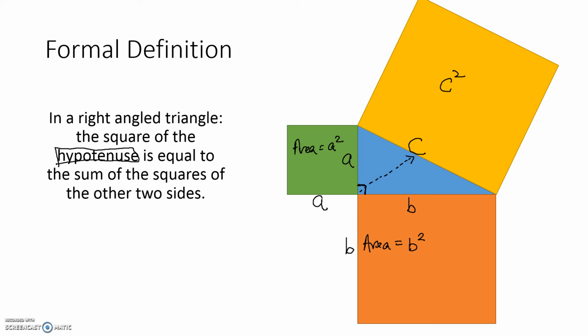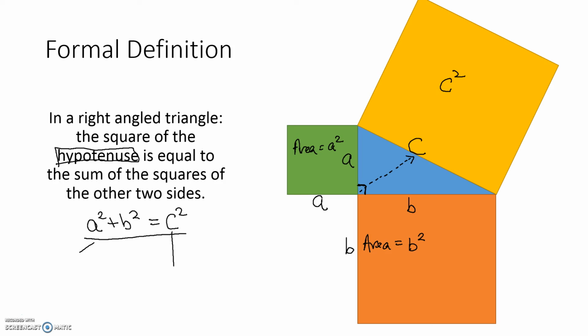So how is the Pythagoras theorem expressed in mathematics? The sum of the areas of the two squares formed by the two shorter sides, a squared plus b squared, the area of this green square plus the area of this orange square, equals the area of this yellow colored square over here. So this is the formula that most students remember: a squared plus b squared equals c squared.